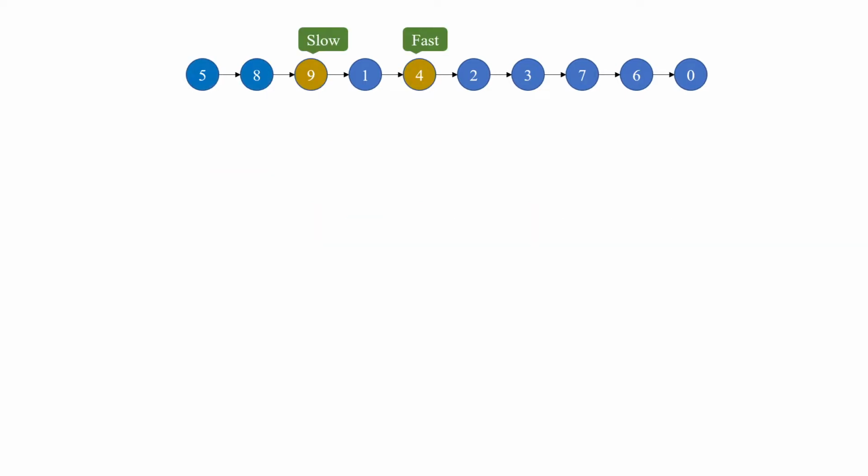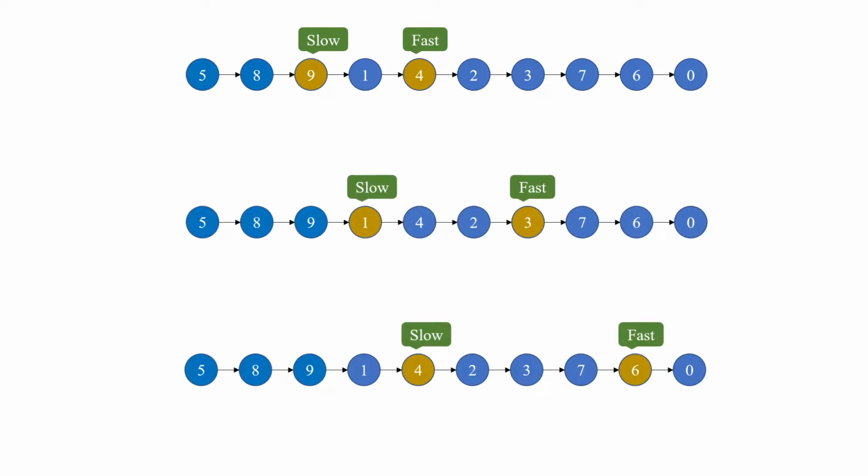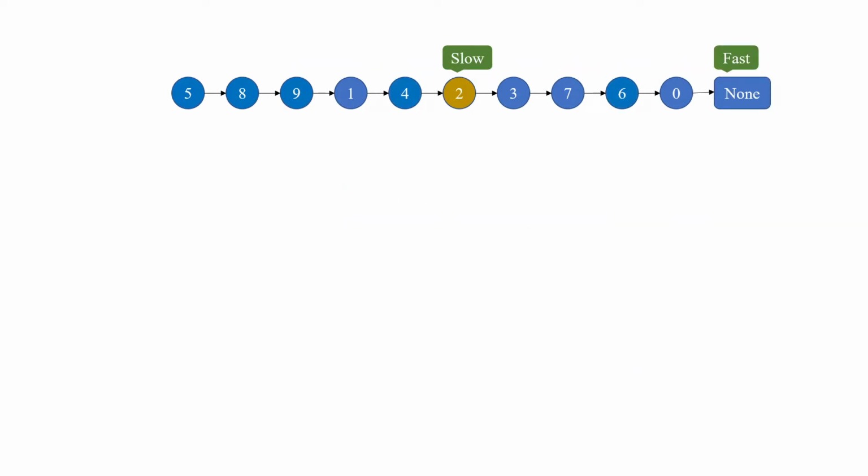Now in the second step, our slow pointer moves one step more, and our fast pointer moves two more steps. Like that, in the third step we have this position, in the fourth step we have it like this. And here we can see that for fast, the fast dot next element is there, but we don't have the next element after 0. So here we will stop. In the next step we will stop.